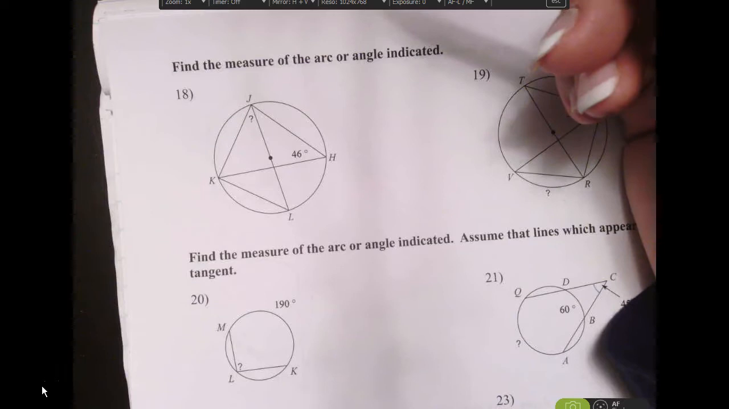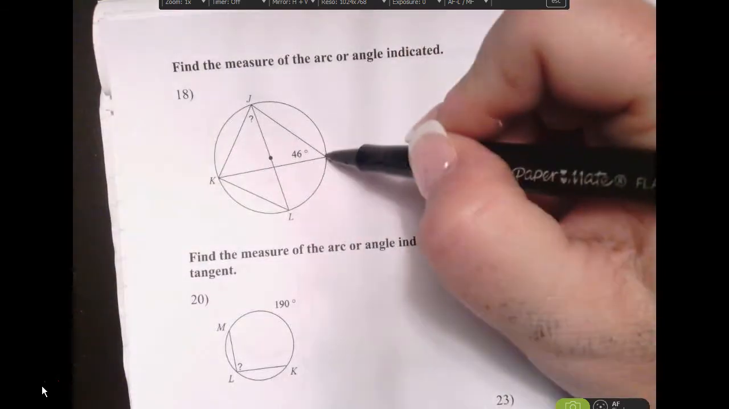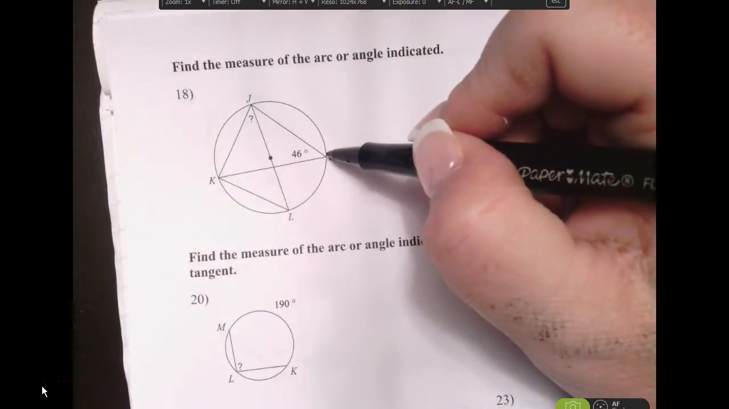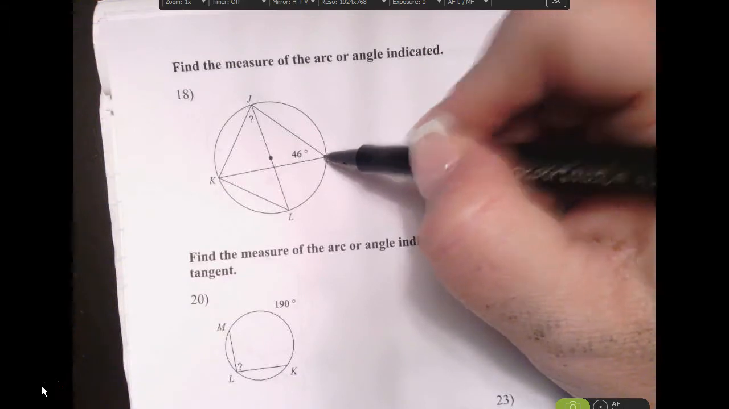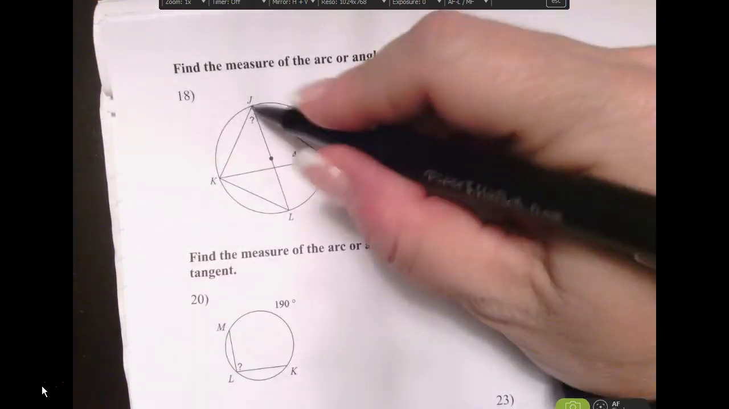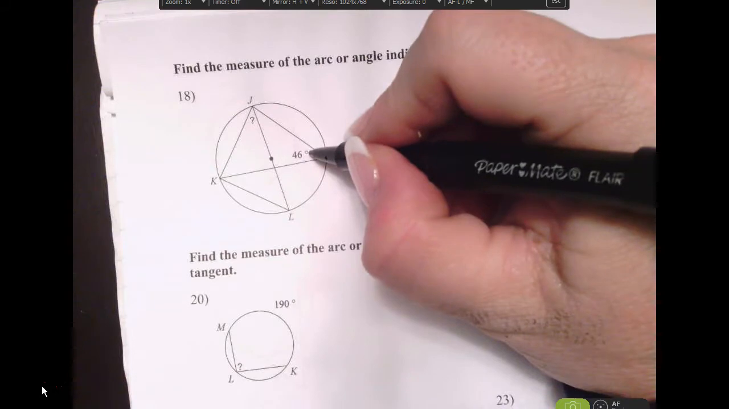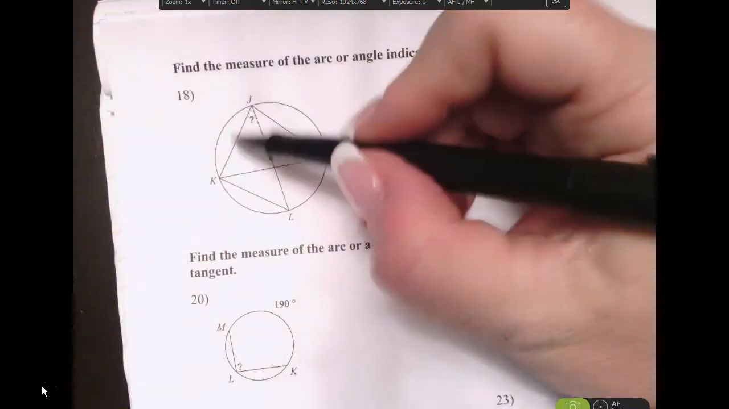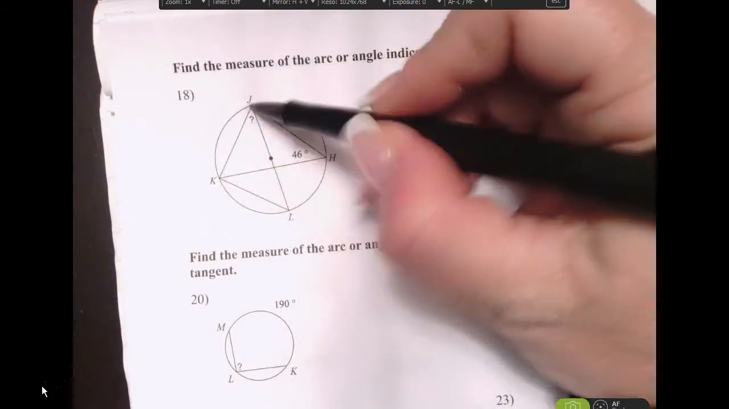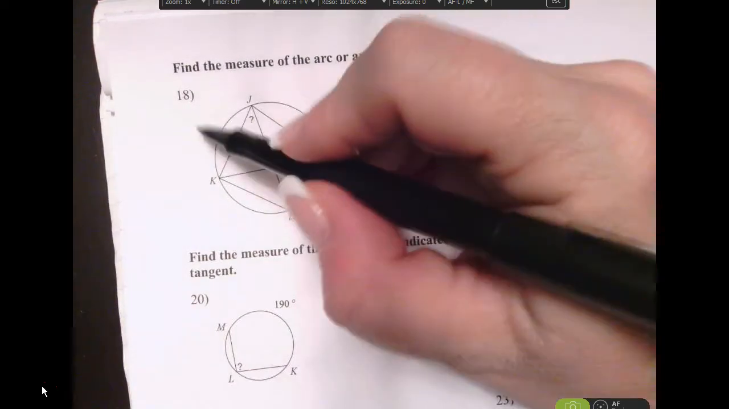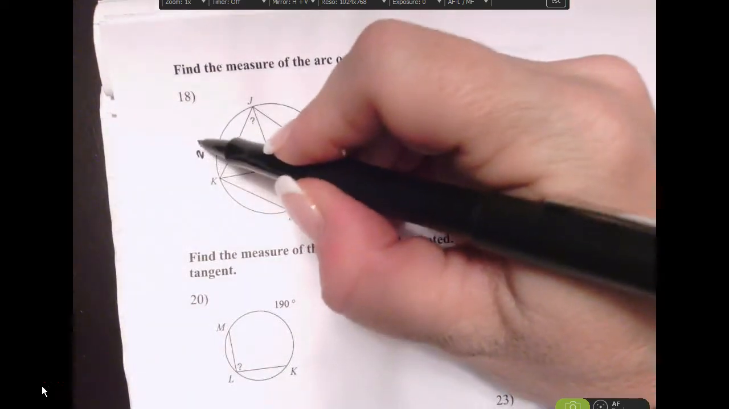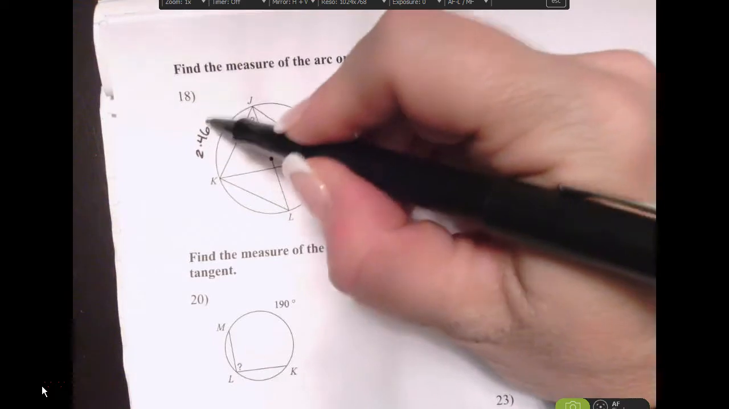So let's see what I can fill in here. This inscribed angle, angle JHK, is 46 degrees. So I know it's inscribed, so the arc is twice as big. So 2 times 46 is going to give me 92.